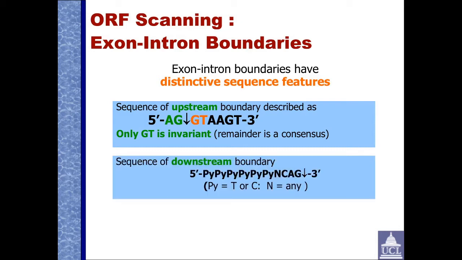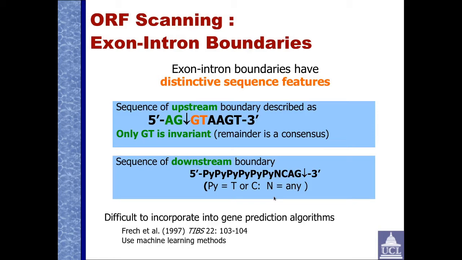At the downstream boundary, it's more variable than that. Basically, we have a string of PYs, meaning T or C, and then an N for anything, then C, A, G, usually. And just trying to do that with looking for those sorts of patterns is very difficult to incorporate into gene prediction algorithms. So these sort of machine learning approaches really help solve that problem. And this was first done back in 1997.